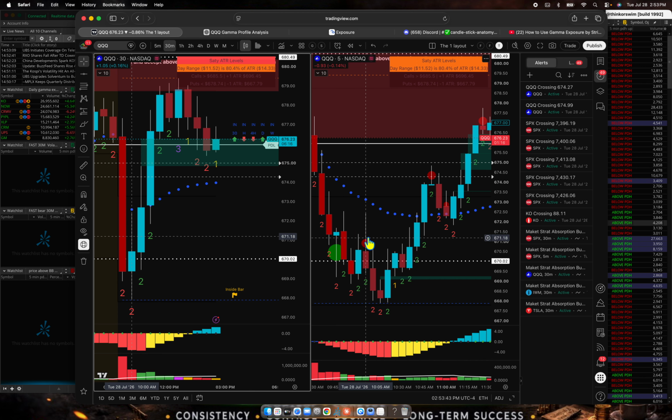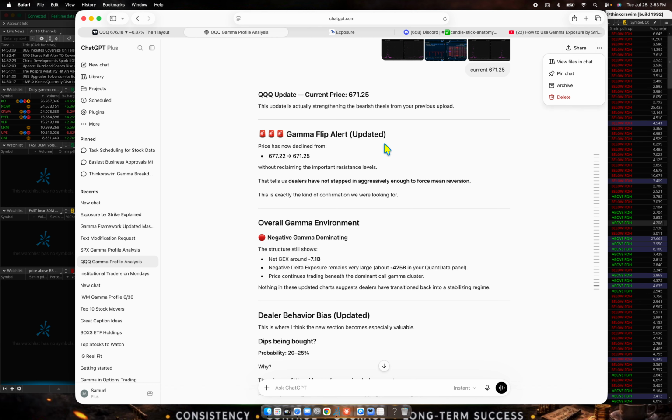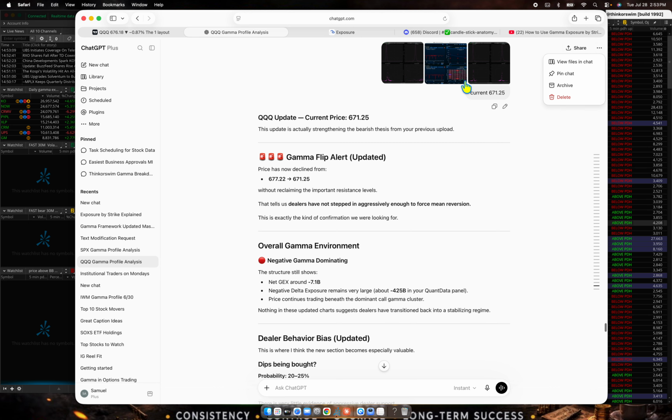Or it could have been earlier. I'm not exactly sure because it doesn't have the timestamp on there. But once I input that in there again, and I also put the pictures from Quanta Data as well, okay, this update is actually strengthening the bearish thesis from your previous upload. Okay, so it had to be from a little bit earlier.